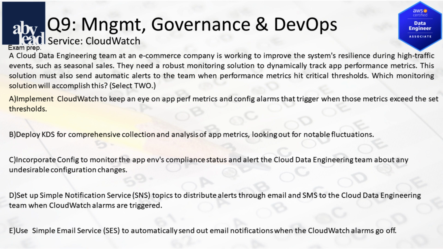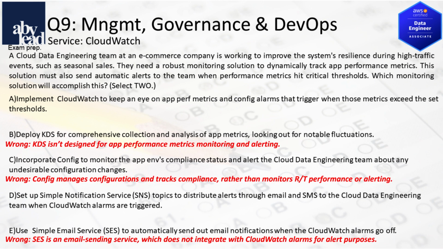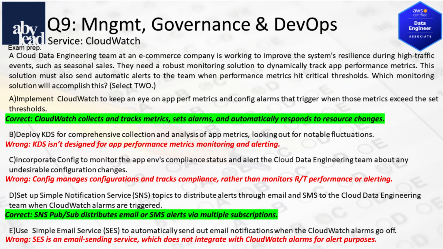Question 9. How to accomplish an app performance monitoring solution with alerts. Kinesis Data Streams and AWS Config are relevant to know, but they don't monitor performance. And Amazon SES sends emails for business but not for monitoring services. The right answer is to use CloudWatch to track metrics and to set alarms for messaging via SNS event distribution.